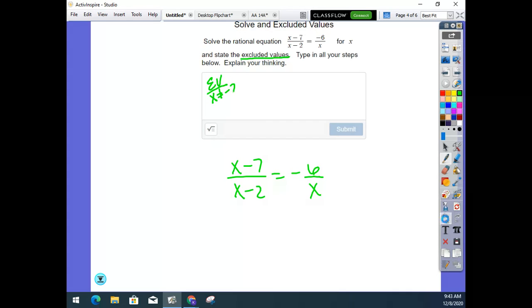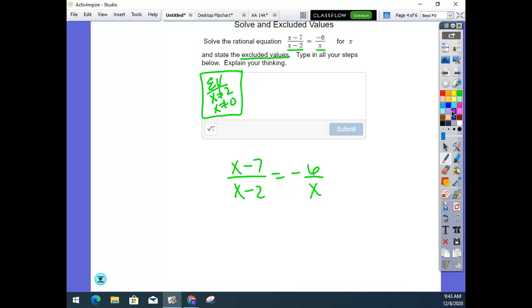I know that the test itself will be on paper, so we'd want to say x cannot equal 2, because that would make this denominator 0, and x cannot equal 0 because that would make this denominator 0. This is part of the answer. Please don't forget to state that.